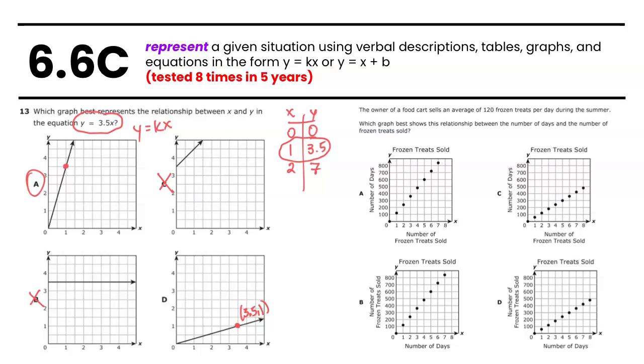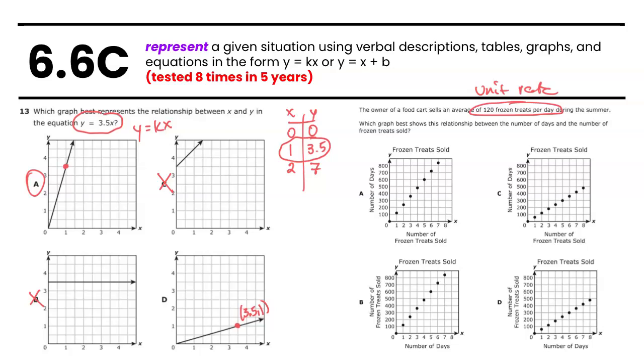For the second problem on the right, you'll notice that all 4 of the graphs start at the origin, and that's because this verbal description is a proportional relationship. It says that the owner of a food cart sells an average of 120 frozen treats per day during the summer. So he doesn't start off having sold any, he starts off having sold none, and then each day he sells 120 frozen treats per day. And so that 120 represents the unit rate. That's going to tell me by how much the graph is going up each day.